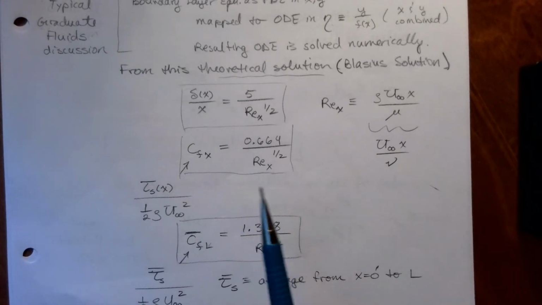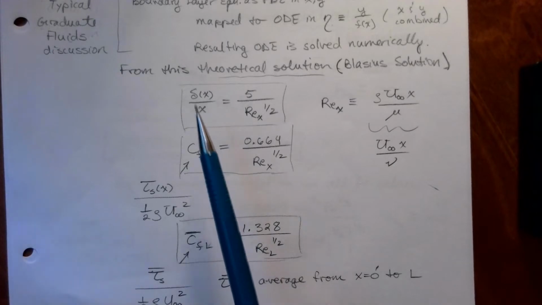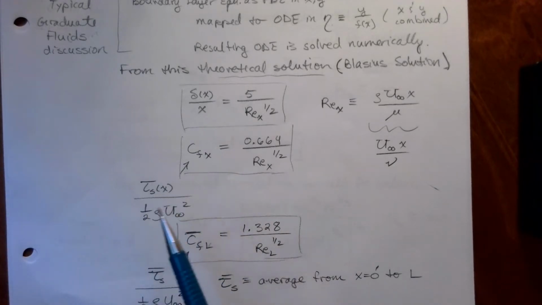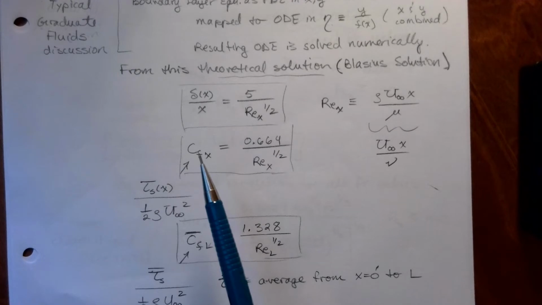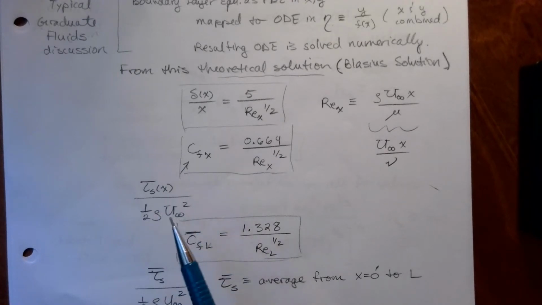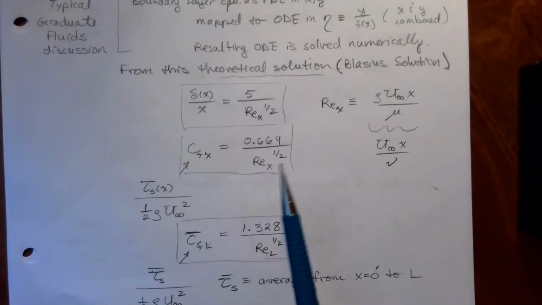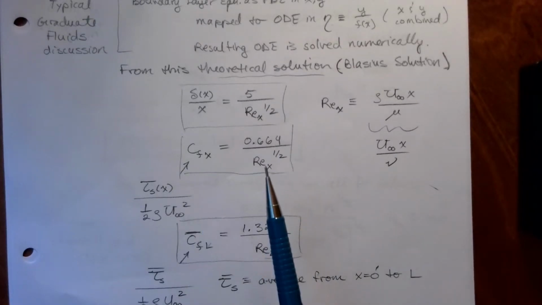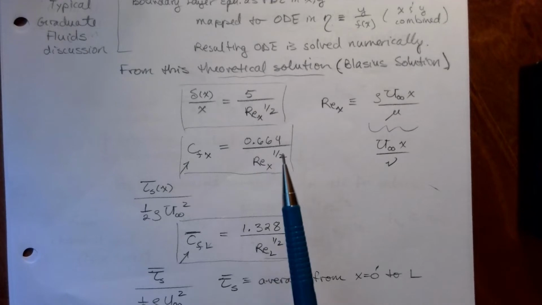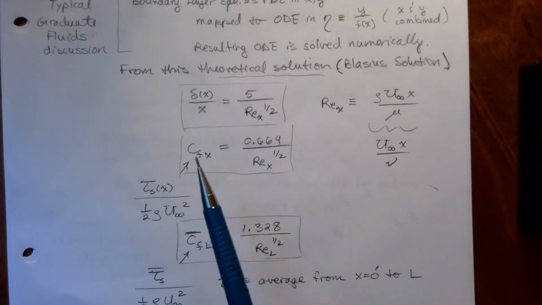So whenever you're doing calculations and you need to know what delta or the shear stress is, you have to make a substitution for the definition of this parameter. Solve for the shear, for example. So take 1/2 rho u squared to the other side over here, substitute in for the Reynolds number, and that gives you a function for tau as a function of x.